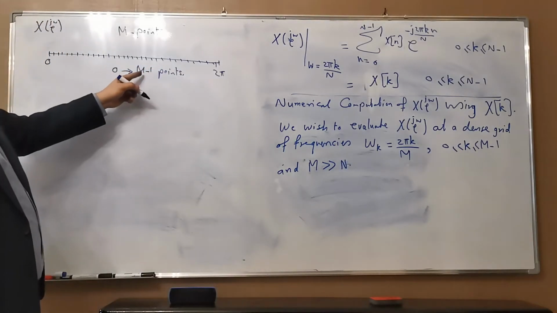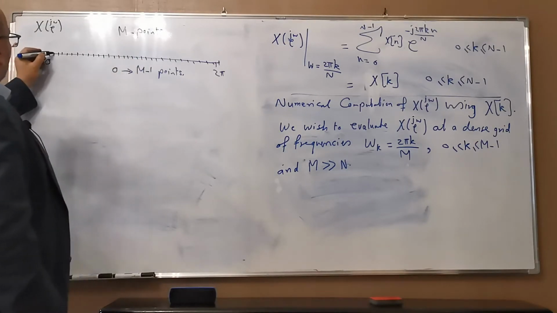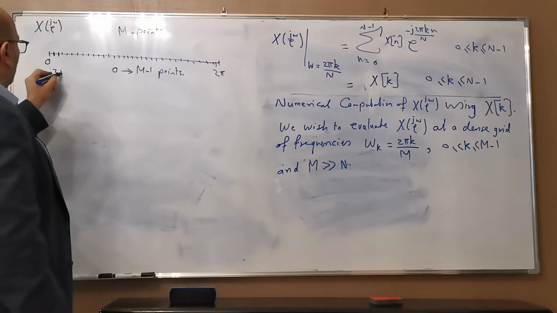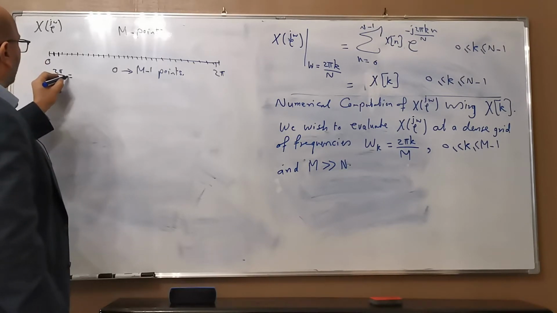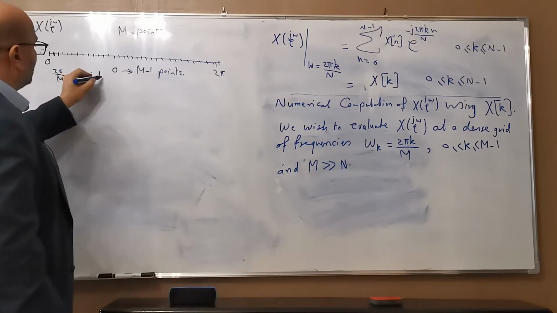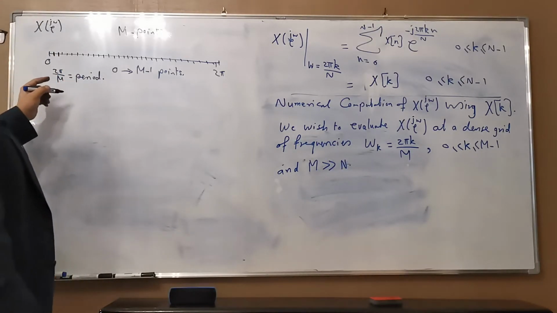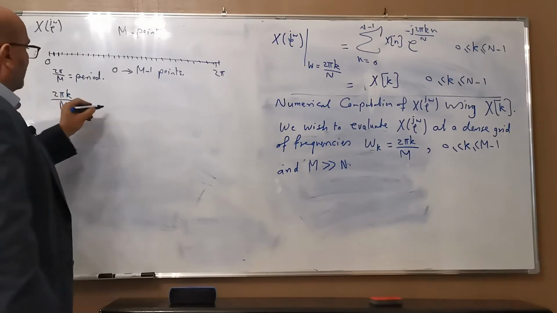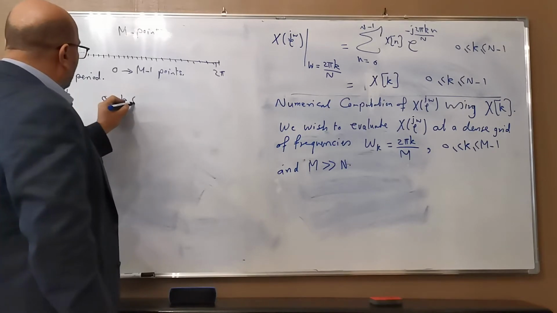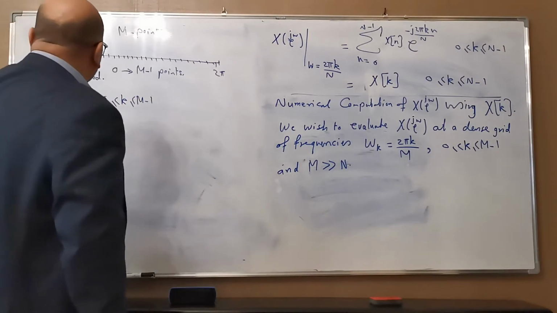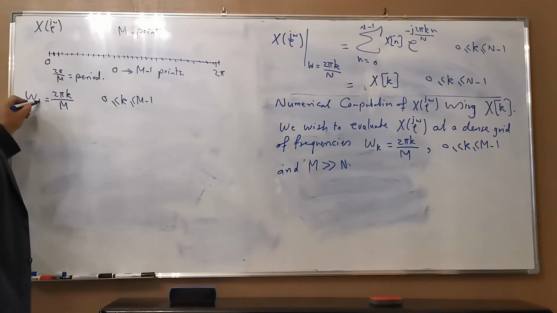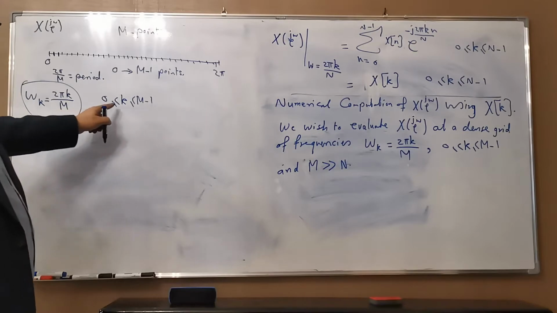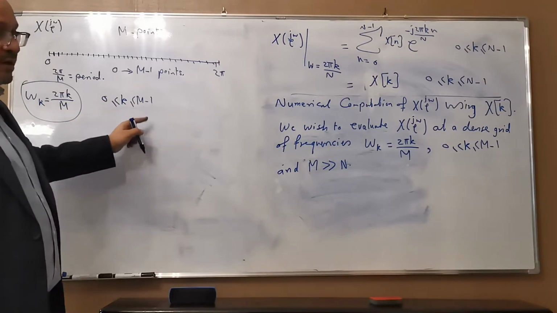Okay, so you have m points. The period between successive points is 2 pi over m. This is the period. So you have 2 pi k over m, where k is between 0 and m minus 1. So these are your w k's. My w k's will be 2 pi k over m for k between 0 and m minus 1.